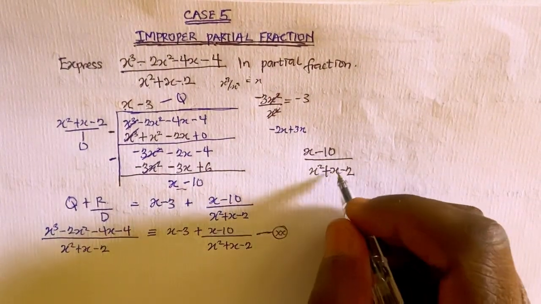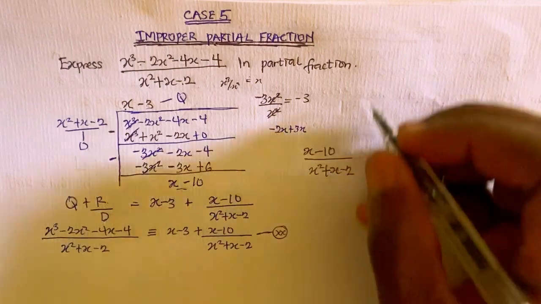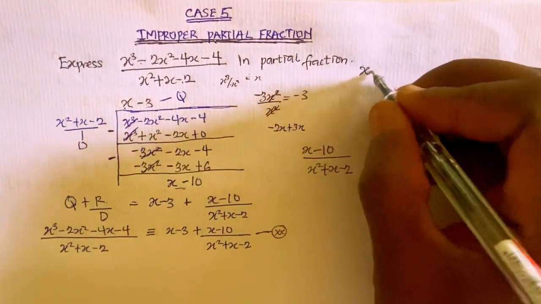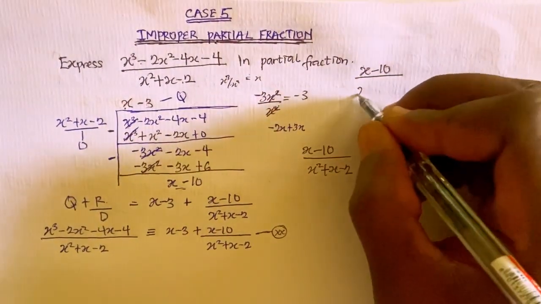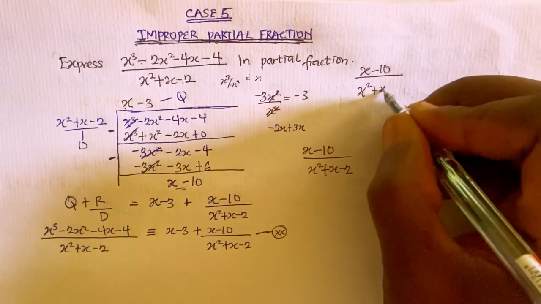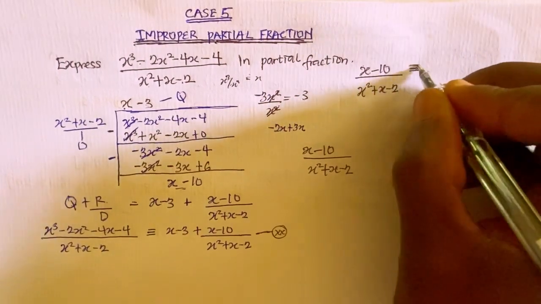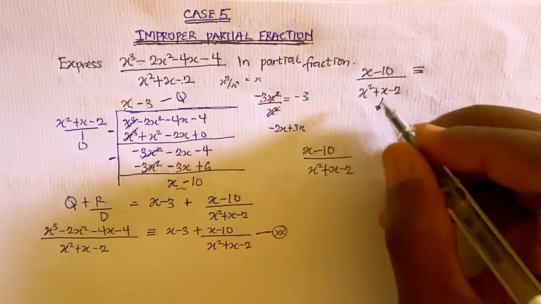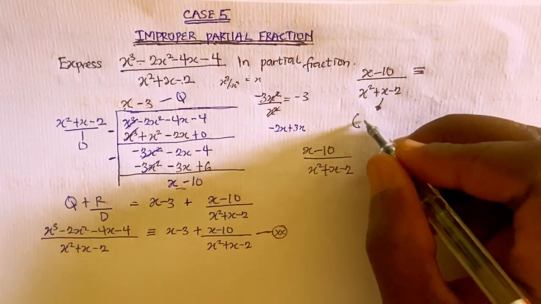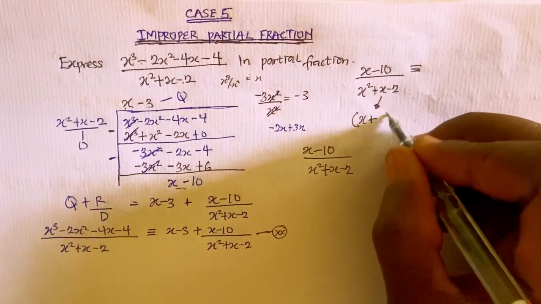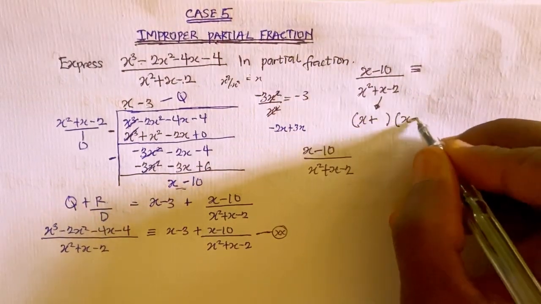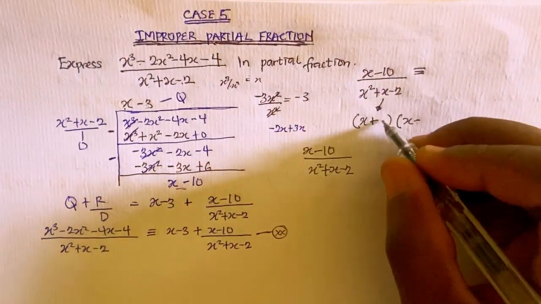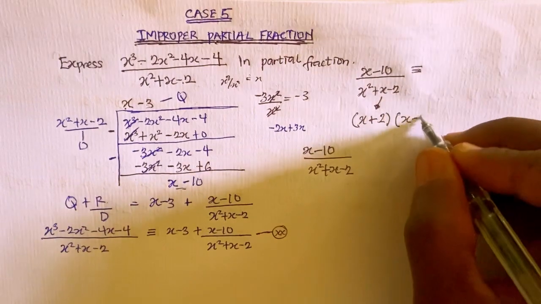Now, resolving this into partial fractions, x minus 10 divided by x squared plus x minus 2 is equivalent to, if you look at this very well, I can actually factorize this. If I factorize this, I'm going to have, let me just say, (x + a)(x - a), where this is going to be 2, and this is going to be 1.